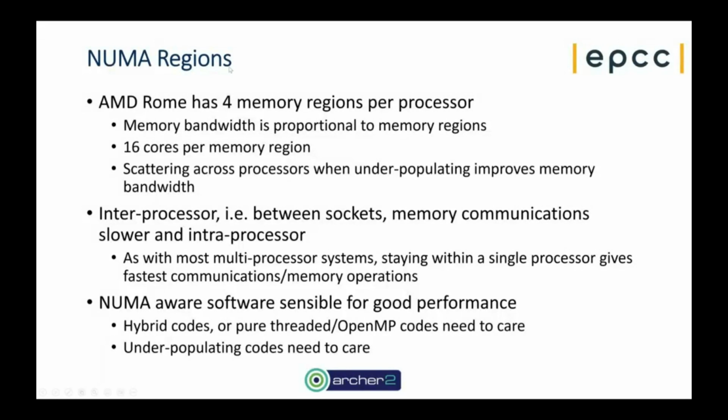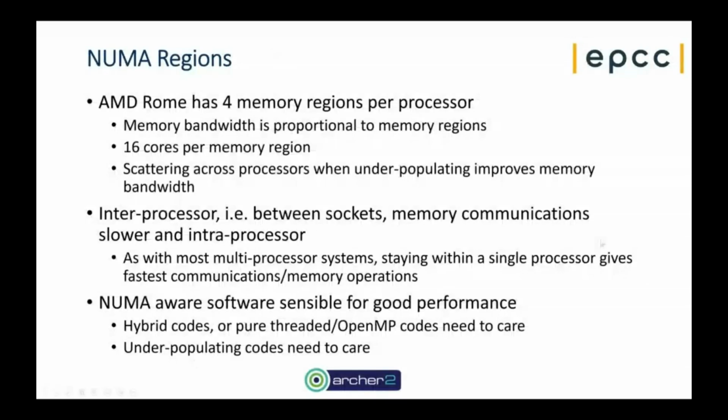Most of the time, this will happen for you if you just run a large-scale parallel application, but there are times where we need to make our applications aware of this for good performance. Either if you're doing hybrid codes, that's an MPI plus an OpenMP code, or if we're just doing pure OpenMP codes on the node.